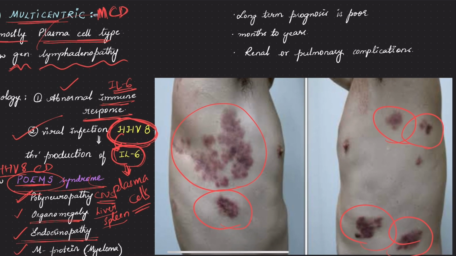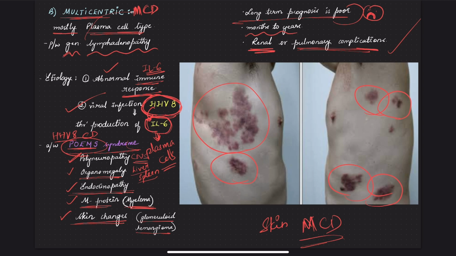Also, the long-term prognosis of the systemic Castleman disease is very poor. It may take months to years, and the systemic variant is associated with renal or pulmonary complications. This is a deadly variant, the multicentric type.